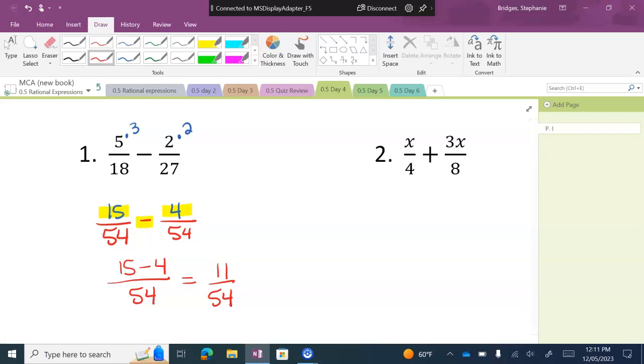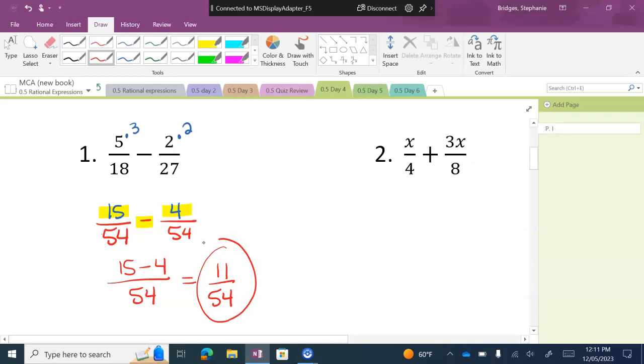When I do this, the next thing I want to check is, can I factor anything? Well, I just have one number over another, so nothing is going to factor. The last thing I want to check is, can I simplify? Do 11 and 54 have anything in common? No, they don't. So we're going to leave our answer just like that.